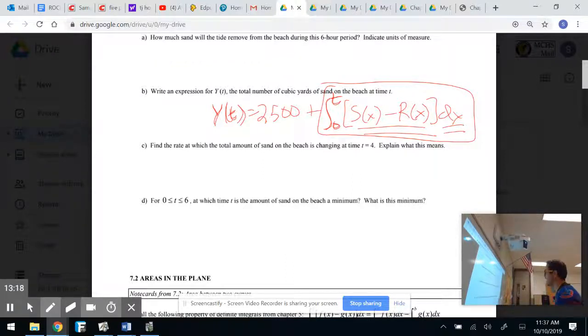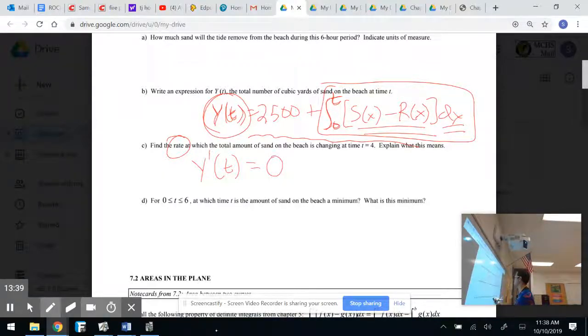C: Find the rate at which the total amount of sand on the beach is changing. Remember, that means total amount of sand, and it's asking me to find a rate, so that would be y prime of t. Let's find the derivative of this. The derivative of 2,500 is 0, plus, remember, this is the derivative of an antiderivative, which means I simply plug the t in, and the derivative of t is 1 with respect to t.